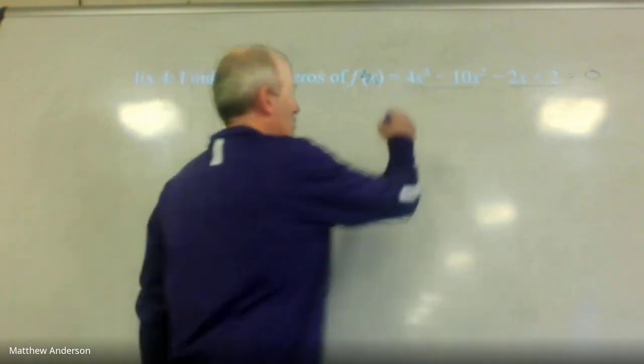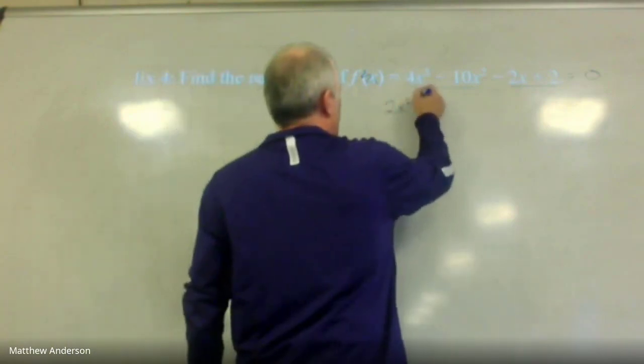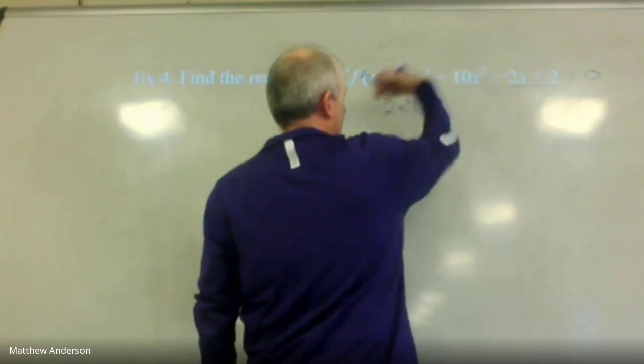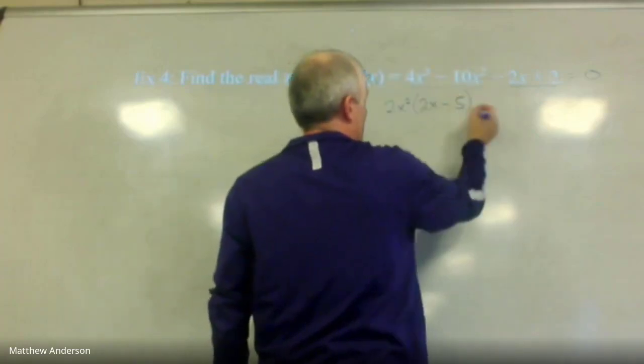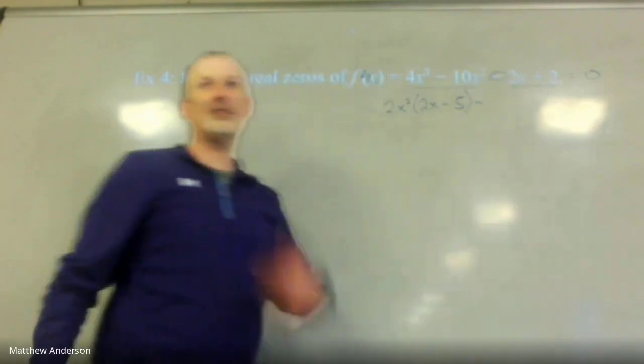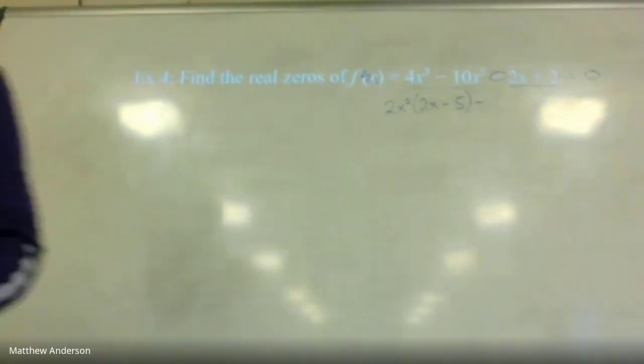A 2 and an x squared. That's correct. And that leaves us with 2x minus, dividing that out, we'd have 5. Then we have to take out the negative. And what else can we take out of the second group?